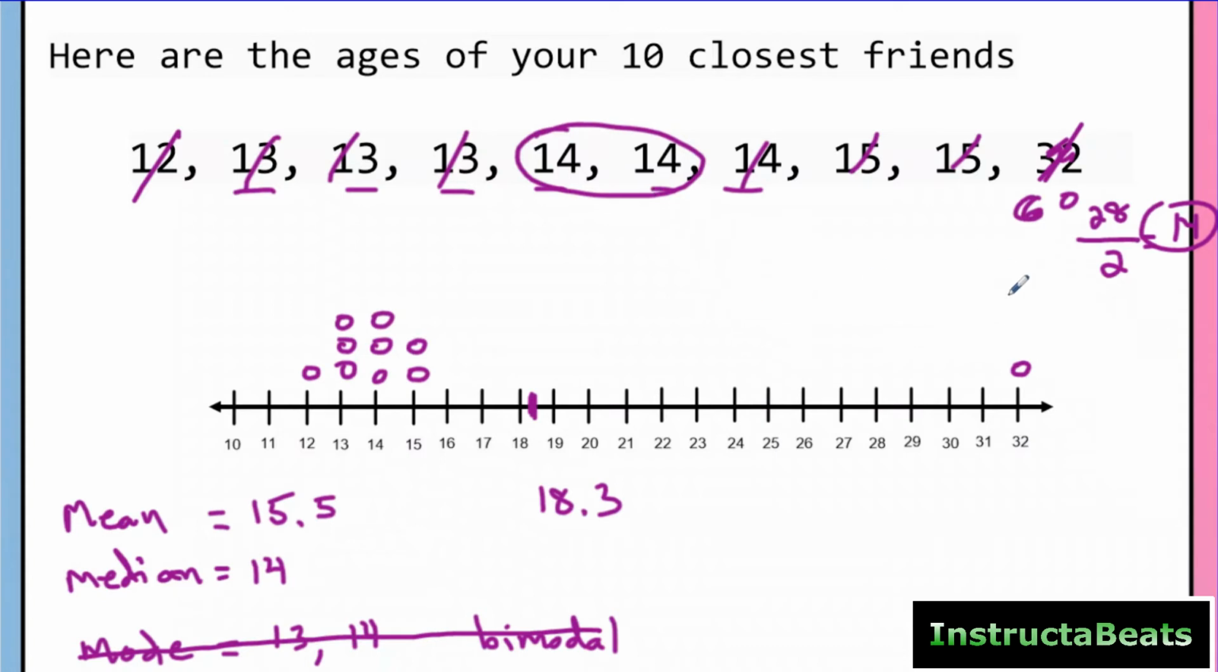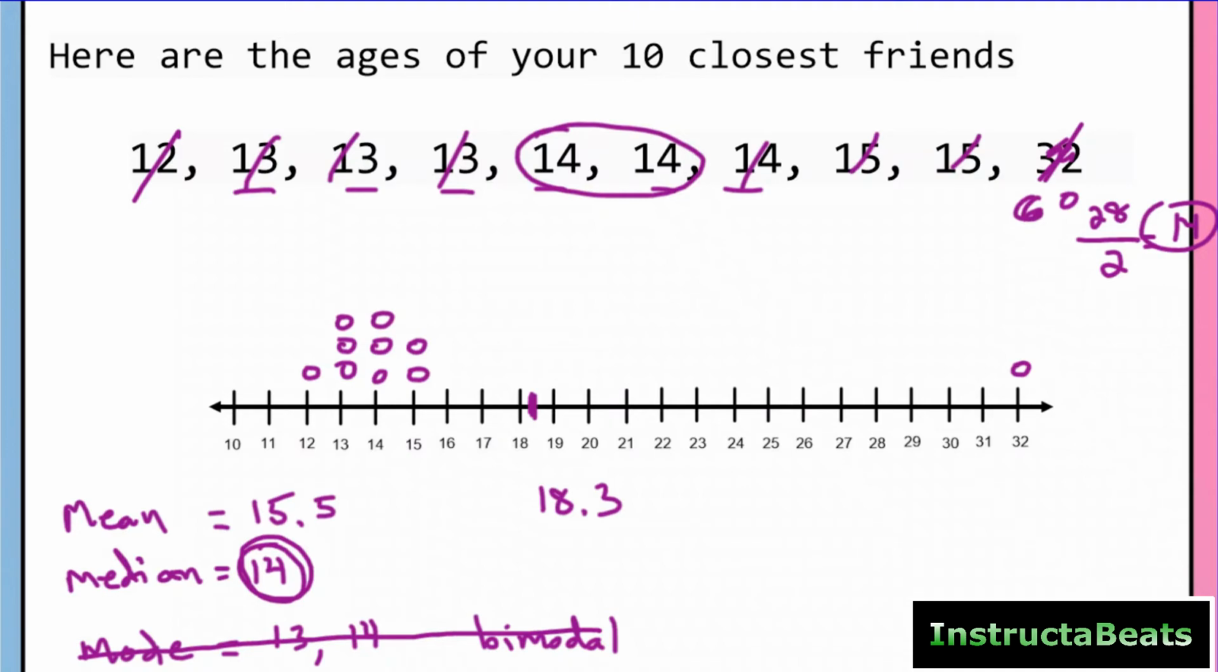So because there's an outlier here, right, we're not going to say that your average age of your friends is 18.3 years old, right? If you're a 13-year-old, you don't want the average of your friends to be 18 years old. That'd be kind of weird, right? You want it to be around your age. So the best center of this data is going to be 14. Again, that's because there's an outlier, and the outlier can affect the mean, but it doesn't affect the median.